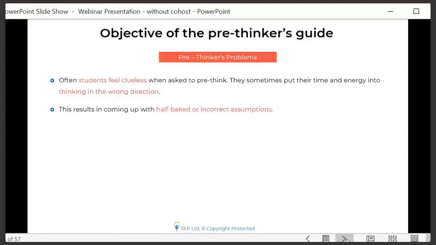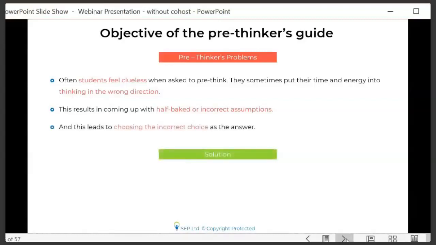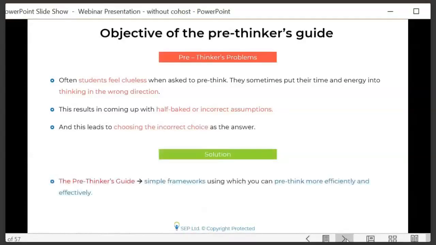And so what is the solution to all of this? Okay, what is the solution? Well, the aim of the pre-thinker's guide is to lay down simple frameworks, and you can use these frameworks to pre-think more efficiently and effectively. Okay, so in our pre-thinker's guide in the GMAT Wiz course, we have prepared four frameworks based on the four most common construction types. So let's quickly discuss these types, and then we will discuss a couple of frameworks today in this session, where I will show you how to pre-think effectively, all right, and efficiently.